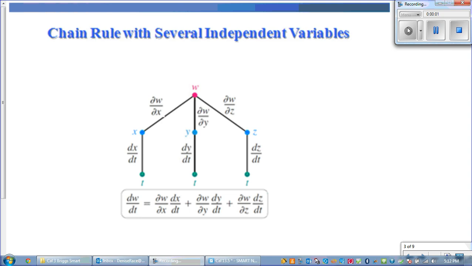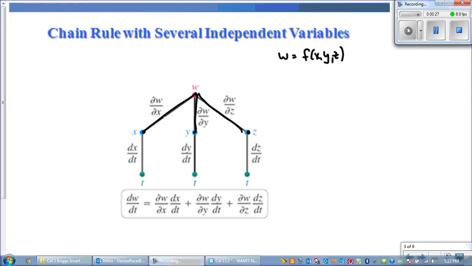Now let's look at the chain rule with more than one independent variable. Let's say we have W is a function of X, Y, and Z. Then when we construct the tree diagram, we'll have W at the top node, and we'll have an X, a Y, and a Z on that next level. So we have W depends on X, on Y, and on Z.